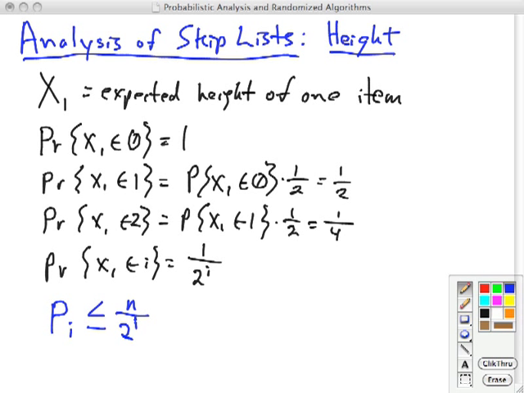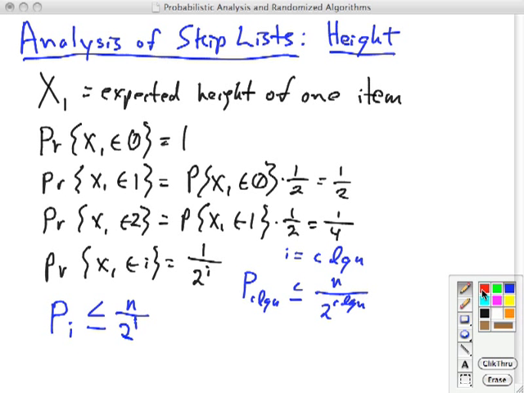Now, we're interested in showing that these skip lists don't get more than a constant factor away from logarithmic. So what I'm going to do here is set i to be some constant c times log n. And let's just plug that into this formula. So let's say the probability that the skip list is at least c log n high is going to be less than or equal to n over 2 to the c log n.